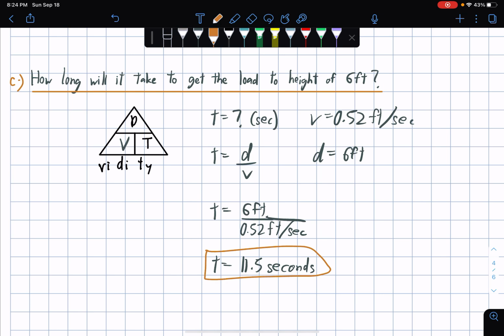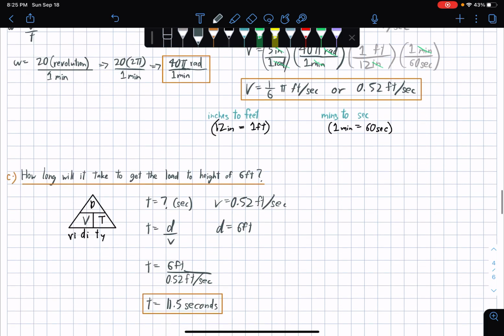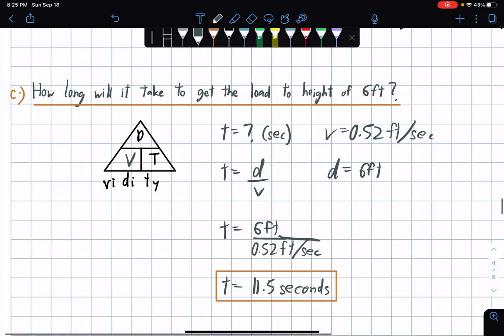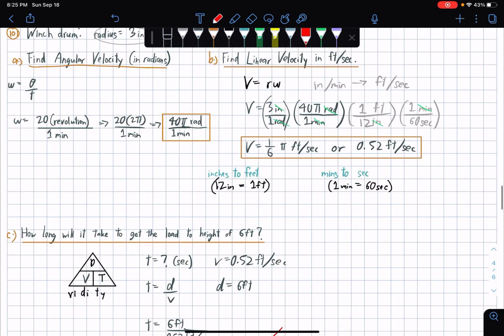It takes 11.5 seconds for the winch drum machine to get the current load to the height of 6 feet. 11.5 seconds. Right.